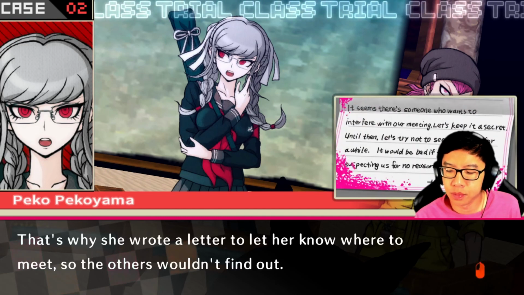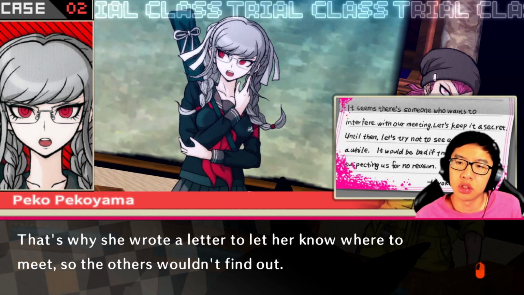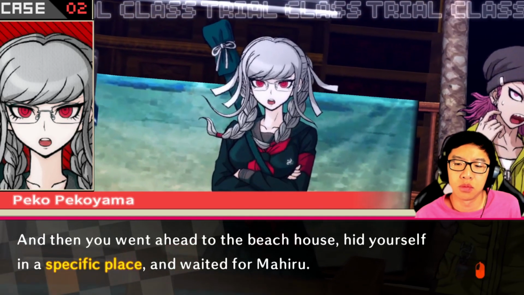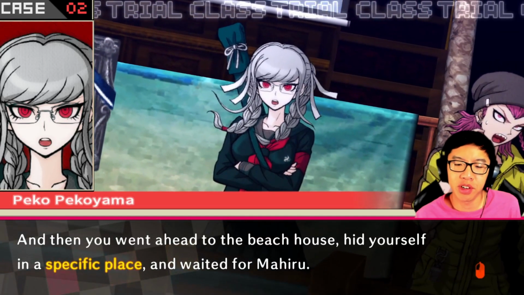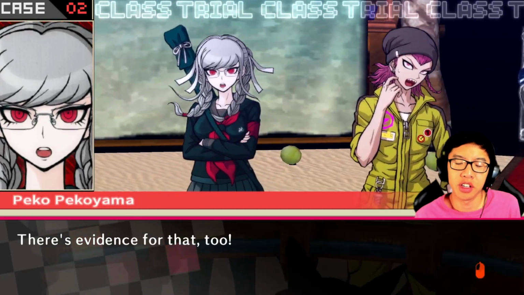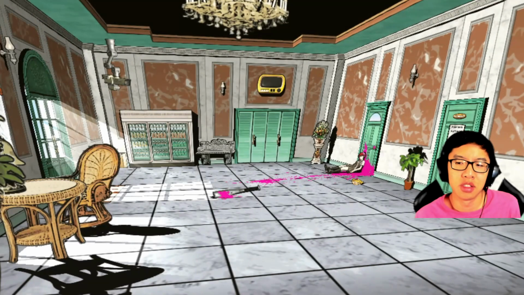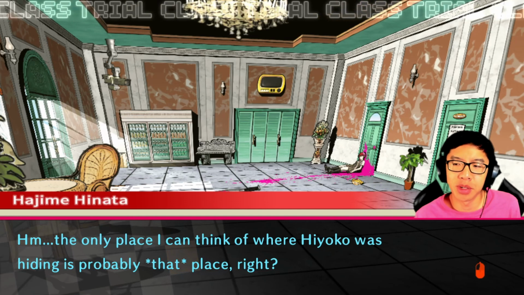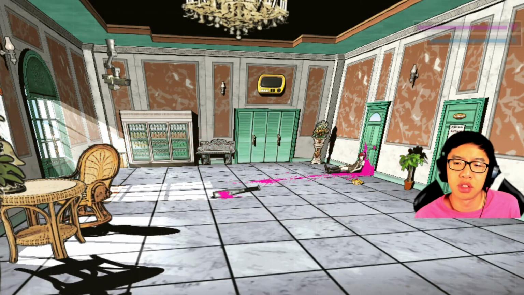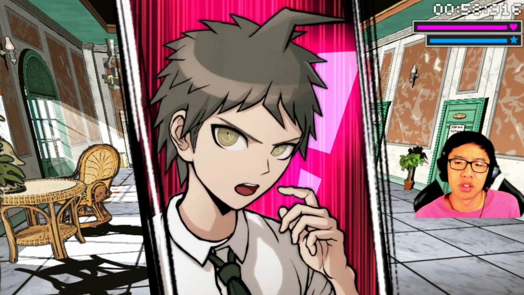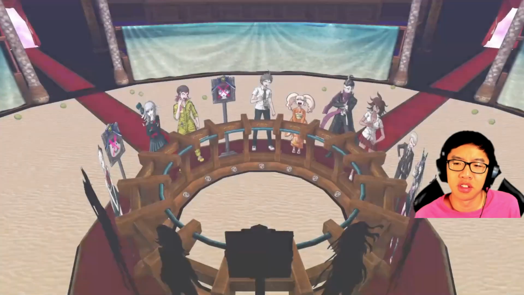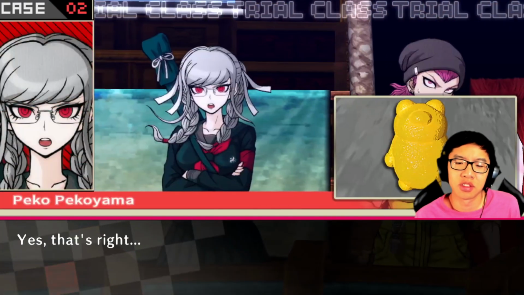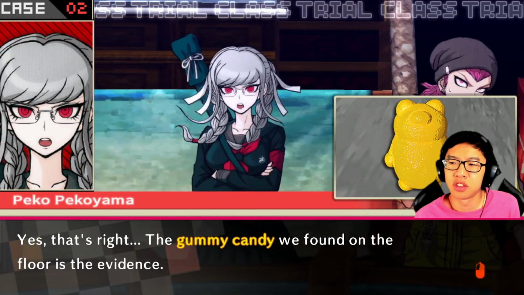That's why she wrote a letter to let her know where to meet, so the others wouldn't find out. And then you went ahead to the beach house, hid yourself in a specific place, and waited for Mahiru. Specific place. There's evidence for that too. The gummy? The only place I could think of where Hiyoko is hiding is probably that place, right? Here! The place where Hiyoko was hiding. Are you talking about the closet? Yes, that's right. The gummy candy we found on the floor is the evidence.